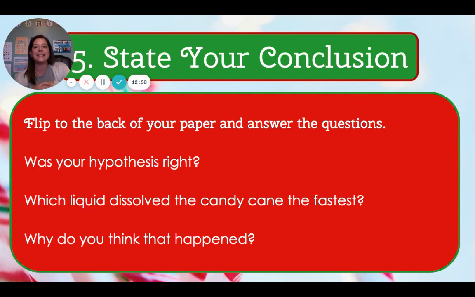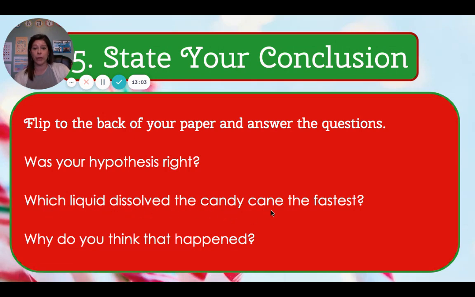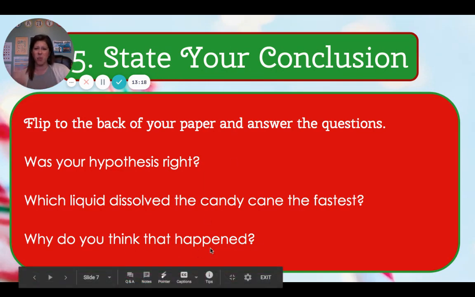If you were right, that means you already had some good ideas, and now you know for sure that you're correct. Then you're going to answer this question: which liquid dissolved the candy cane the fastest? So you're going to tell me, was it the warm water, the cold water, the vinegar, or the oil? Which one dissolved the candy cane the fastest? And then the last question you have to answer says, I think this was because. So you're going to tell me why you think that happened. Why did that liquid dissolve it the fastest?